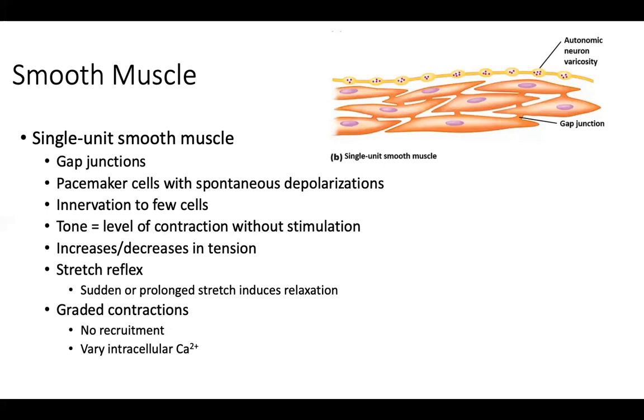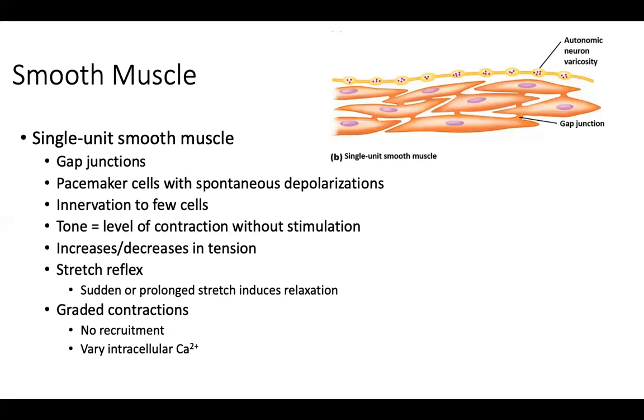There are also graded contractions. So there's no recruitment, and that is because all the cells are already contracting. We'll see later on that multi-unit smooth muscle does have recruitment. But for single unit, because everything's already contracting, right? Everybody's already singing, holding hands, if you will. There's no one else to recruit. Everyone is already contracting, and so they're acting as a single unit, and so there can be no recruitment.